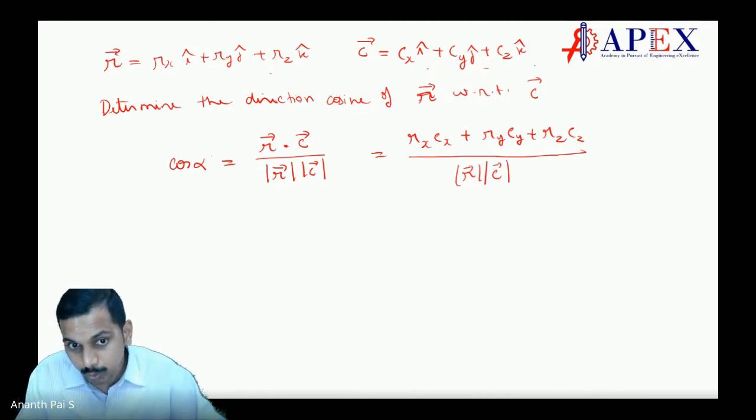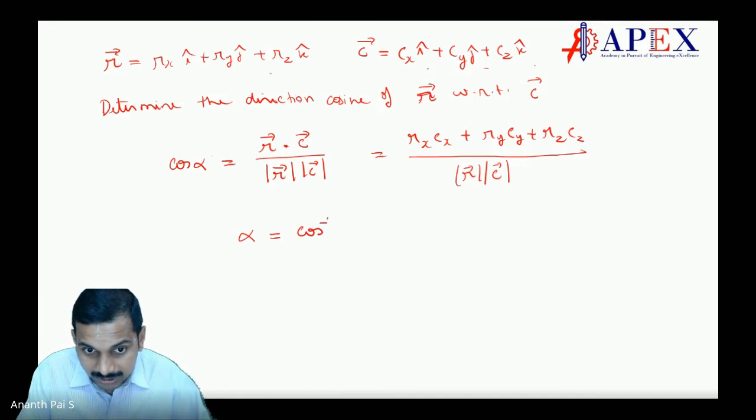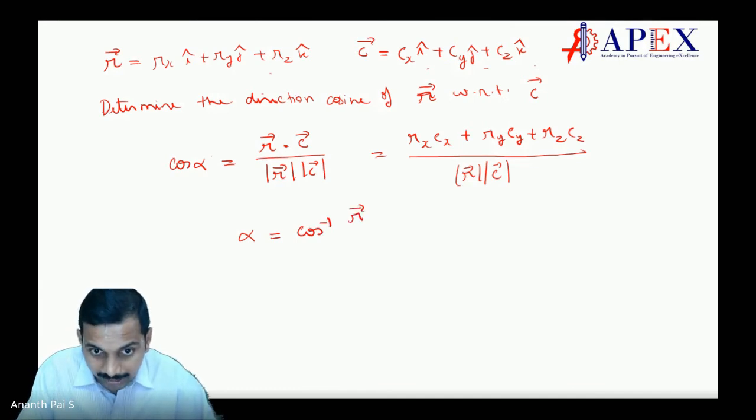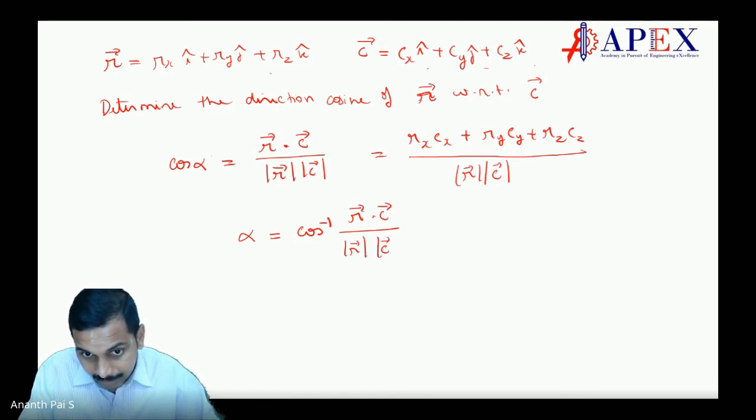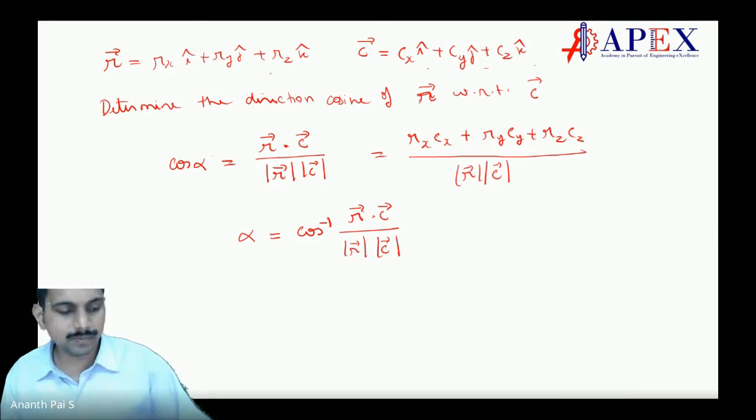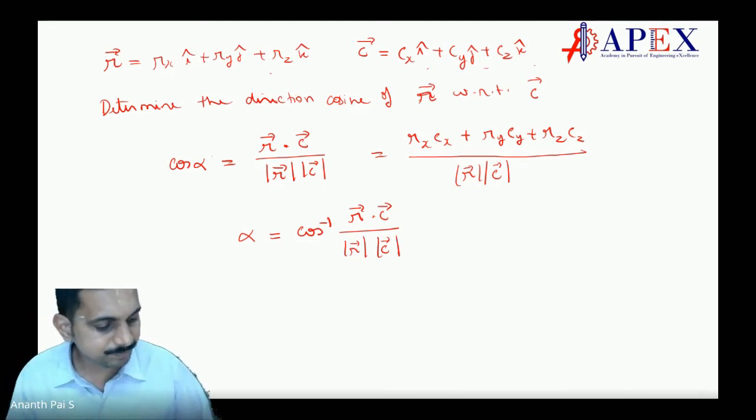So if you want to find the angle between two vectors, it is nothing but cos inverse of r dotted with c, divided by the magnitude of r and the magnitude of c. Very good. Let us do some problems and then we will see.